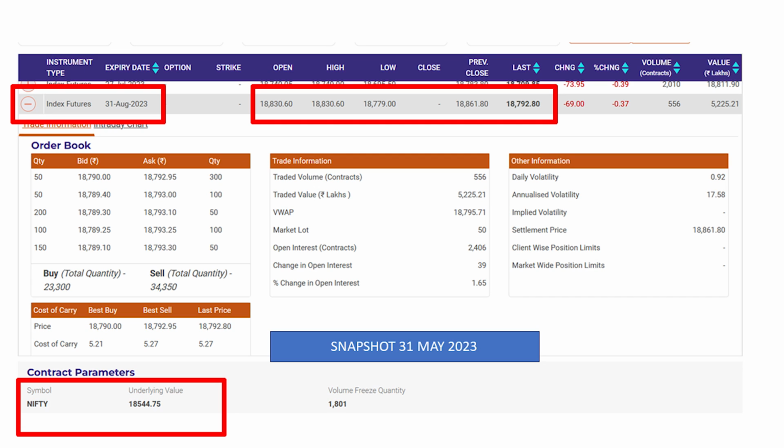So this is the first snapshot taken on 31st of May 2023. For index futures expiring on 31st of August 2023, that is the last Thursday of the month of August, these are the prices. Open price is 18,830.60. If you look at the last trading price, it is 18,792.80. Underlying for Nifty 50 futures is of course the Nifty 50 index, and that underlying value on that particular date is 18,544.75. So there is a difference of approximately 250 rupees between the underlying and the futures price.